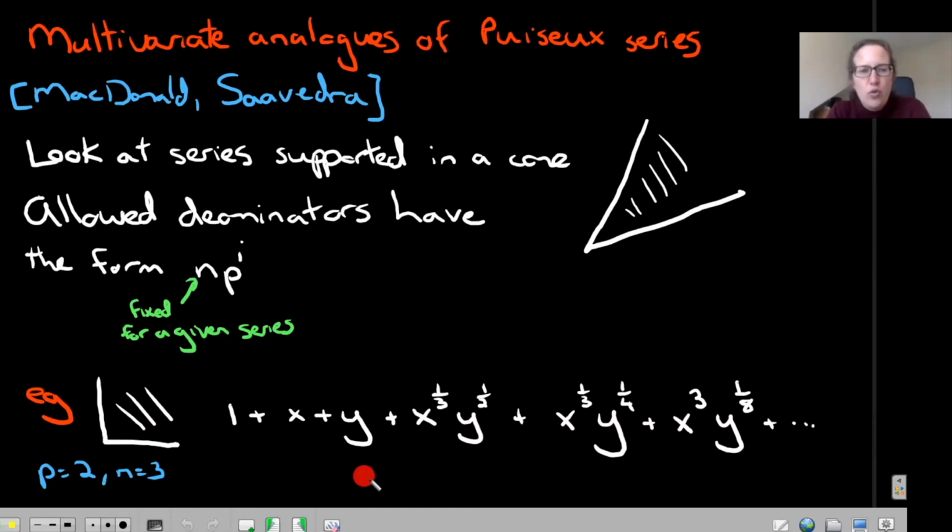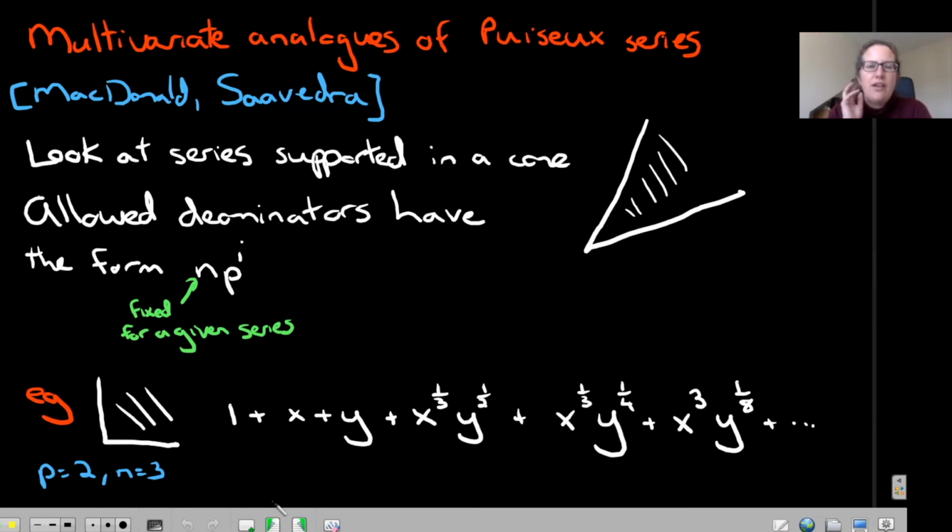Again, there is also a well-ordering condition related to the cone. But we're going to have something like 1 plus x plus y plus x to the third y to the half plus x to the third y to the quarter plus x cubed y to the eighth. And you can see in all cases, every denominator that's showing up is a multiple of 3 times 2 to the something. And all of the exponents are living in this cone.